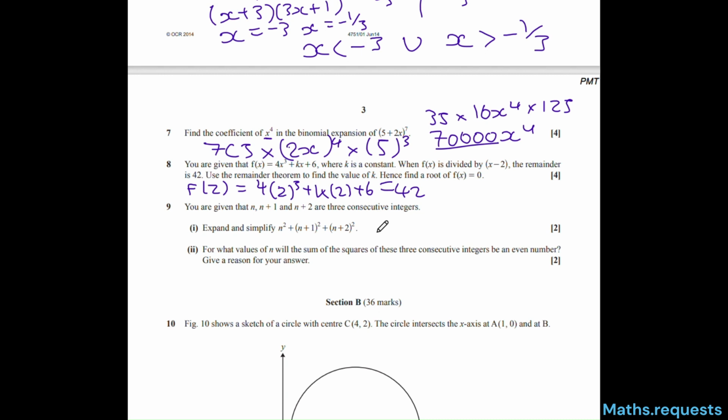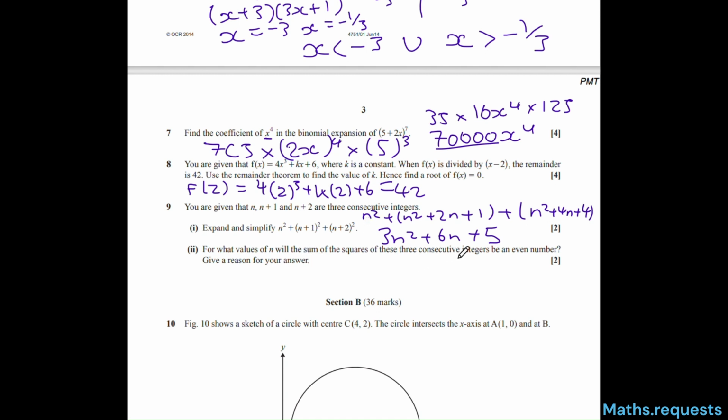So expand and simplify n squared plus n plus 1 squared plus n plus 2 squared. So you get n squared, plus n squared plus 2n plus 1, and then this one is n squared plus 4n plus 4. And then when you add the terms, you get 3n squared plus 6n plus 5. So that is the answer to part 1.